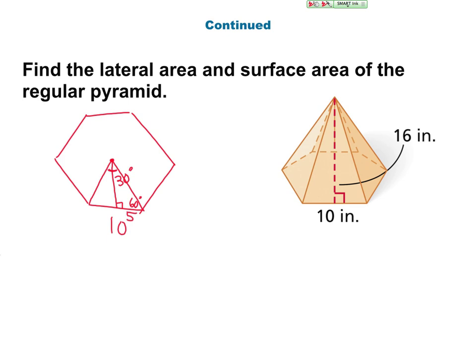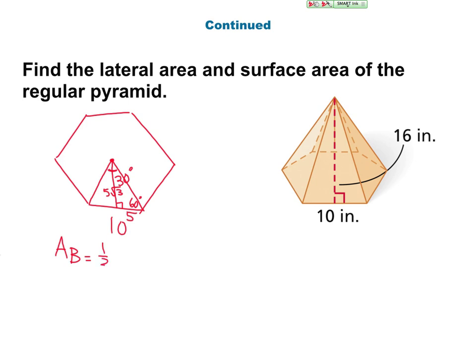So the long leg, which is the apothem, is not 10. It's 5 square root 3. The 10 is the hypotenuse. You've got to get your 30-60-90 in. This length would be 10.